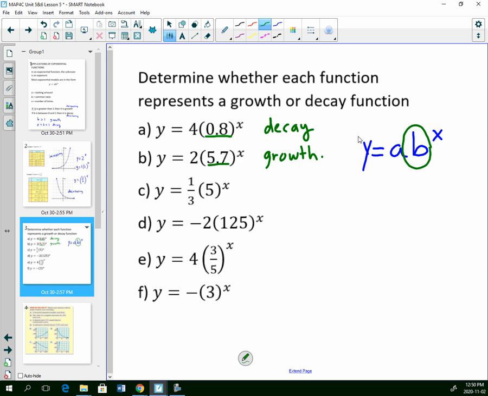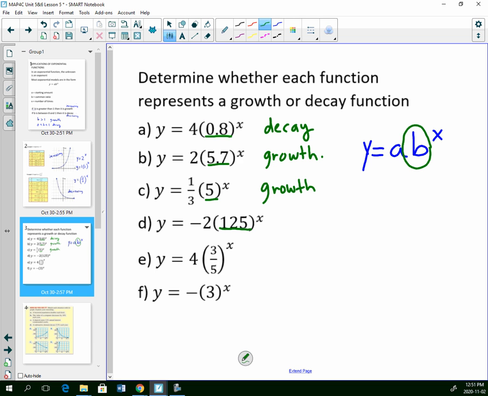Okay. Question C, so don't get confused, the a value is a fraction, but we're not looking at the a value, we're looking at the b value. So don't get misled that the fraction is in there. The fraction is just a starting amount. The 5 is the common ratio, and that is a value greater than 1, so that is growth.